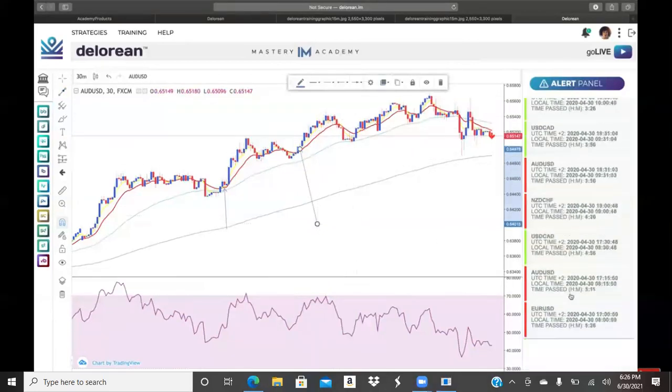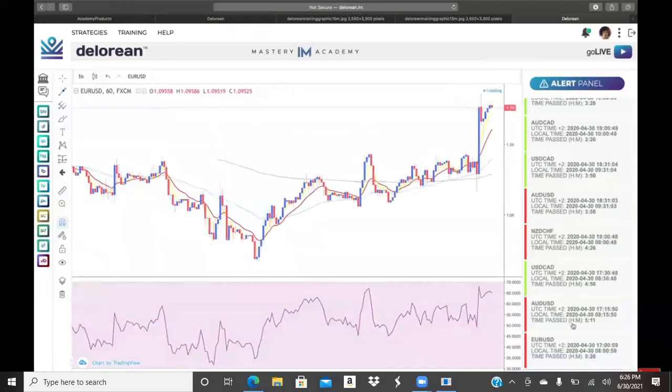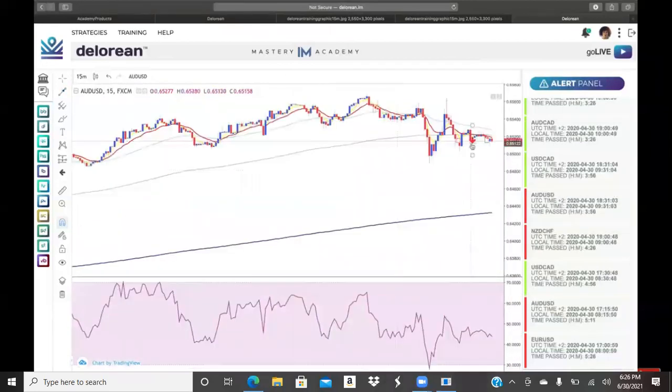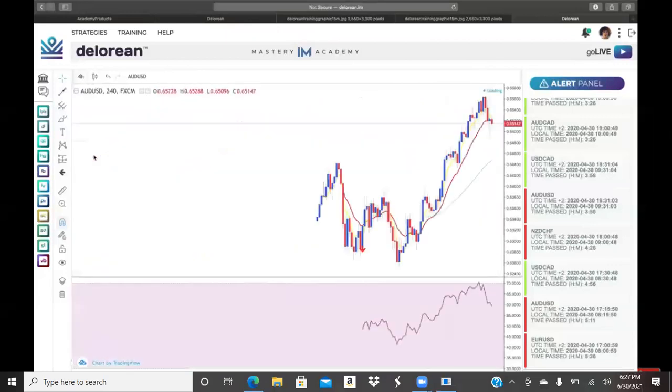Well, the reason I bring all of this up, going back to the example we were on, is that the aqua and the gray represent the 5 and the 13 on the 4 hour. Again, the aqua and the gray represent the 5 and the 13 on the 4 hour. So if I go to the 4 hour chart, I want you all to notice what's going on.